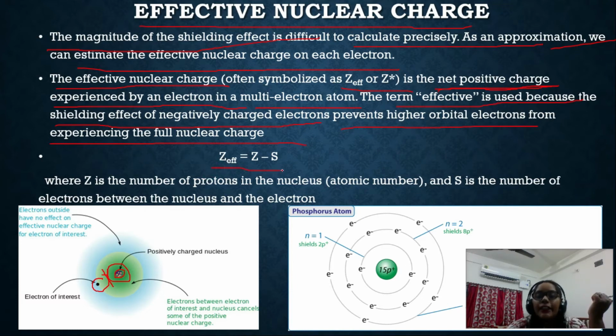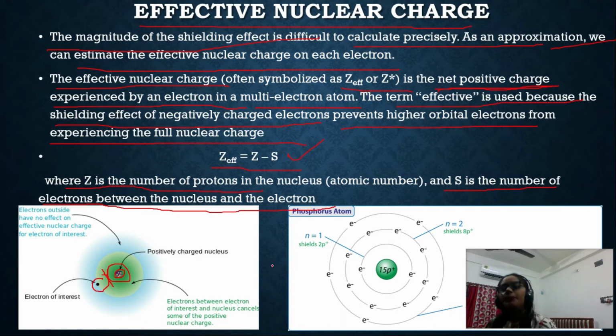Generally, Z effective equals Z minus S. By this equation we can calculate the effective nuclear charge for an atom, for an element. Z is the number of protons in the nucleus, and mind it, S is the number of electrons between the nucleus and the electron.